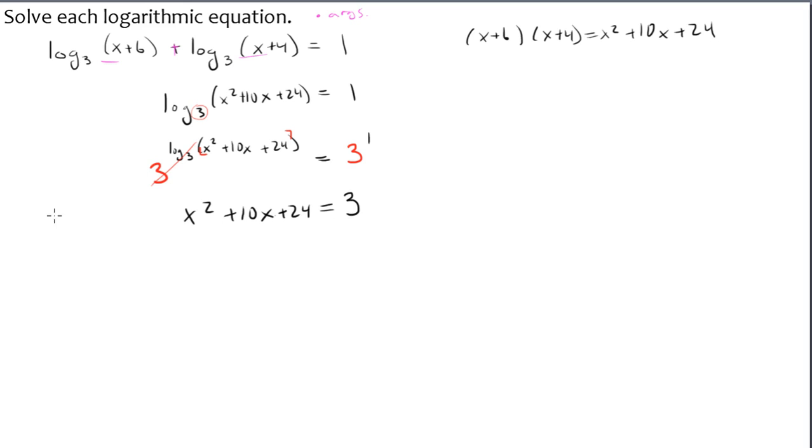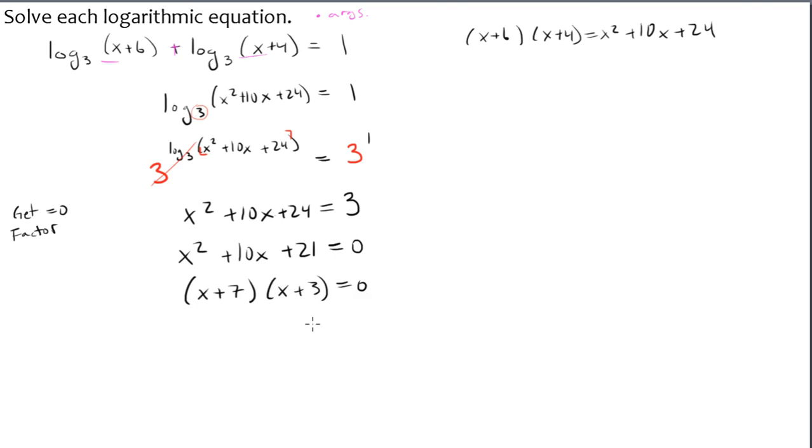Now, we're solving a quadratic, so we want to get it equal to 0. And then we're probably going to factor. So x squared plus 10x plus 21 is equal to 0. And indeed, this factors into x plus 7 times x plus 3, and that's equal to 0. So these values of x are -7 and -3.